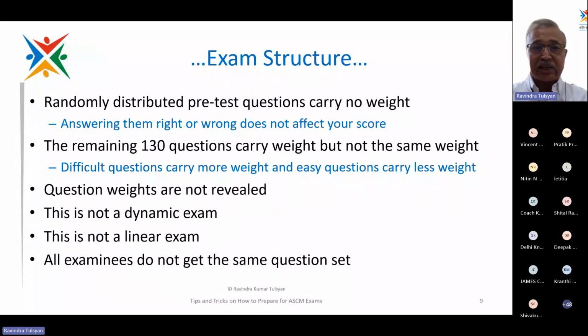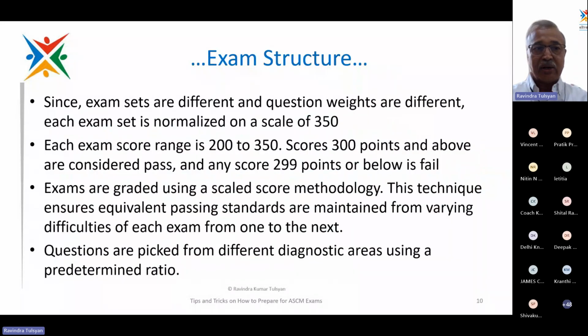And this is not a linear exam. In a linear exam, you have to go question 1, question 2, question 3, question 4 linearly, and you cannot come back. So this is not a linear exam. You can come back as many times as you want. There is no such problem. And all examinees do not get the same question set. Everyone gets a different question set, right?